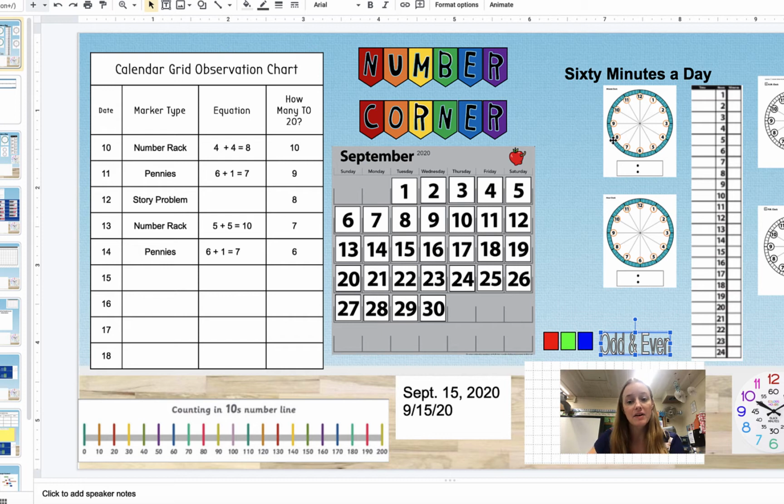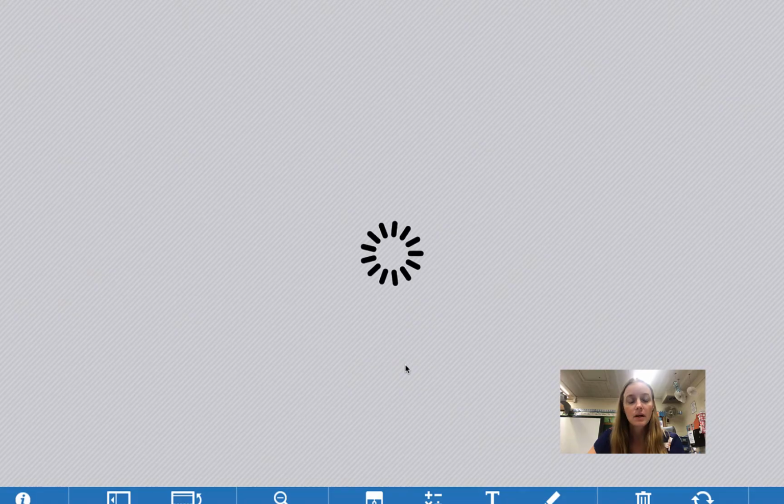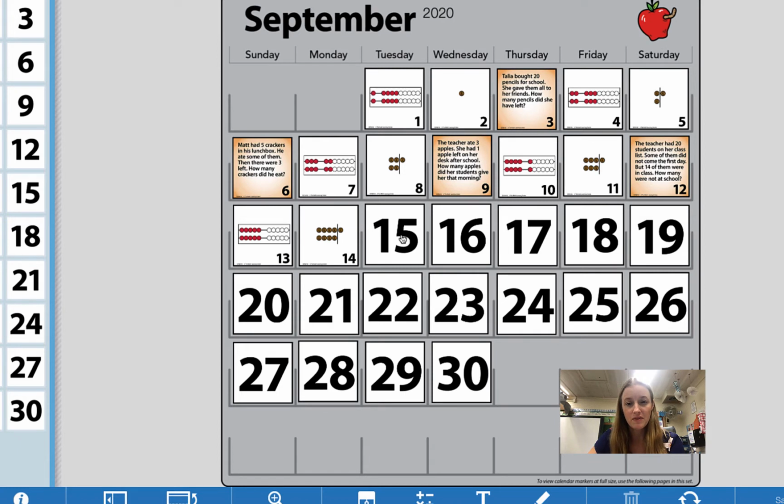All right, we have a couple activities we're going to do today for Number Corner, kind of like we did yesterday. I'm going to go ahead and click on our calendar. We have to flip over the 15th, but we should look at our patterns here. We have, again, number rack, penny, story problem. Number rack, penny, story problem. Number rack, penny, what is today going to be? I hope you came up with story problem.